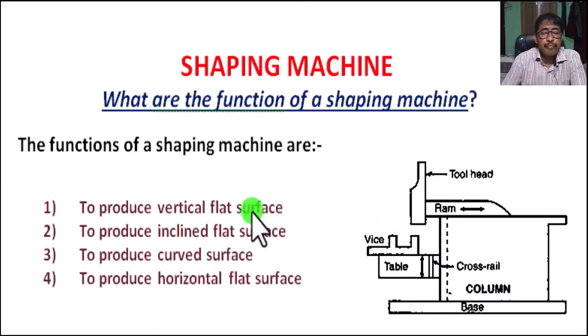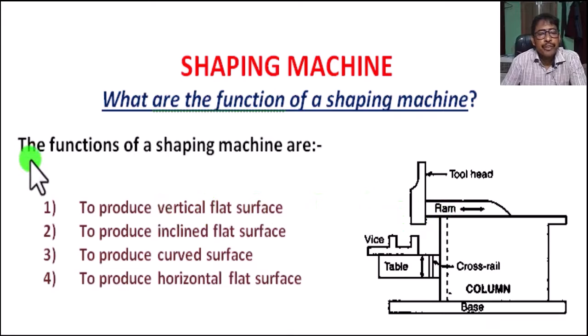Now, the shaper is a reciprocating type machine tool. Shaper is a versatile machine which is primarily used for producing flat surfaces. This machine uses a single point cutting tool held in a properly designed toolbox mounted on a reciprocating type ram.